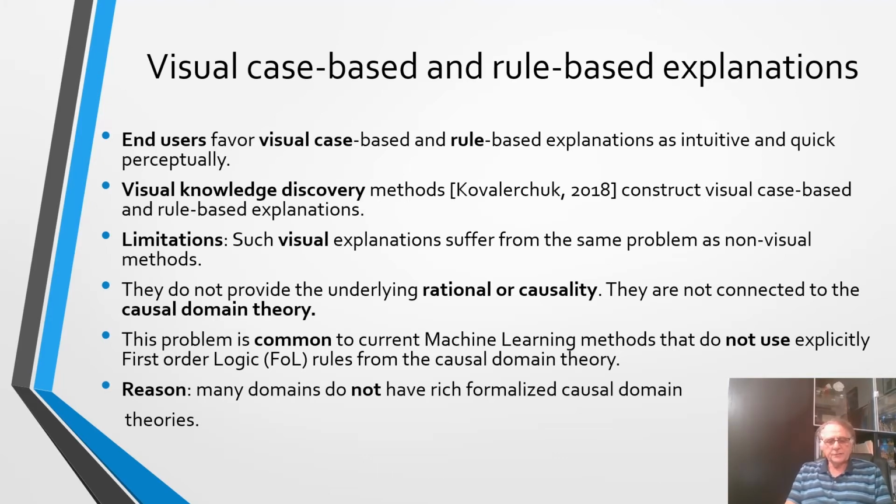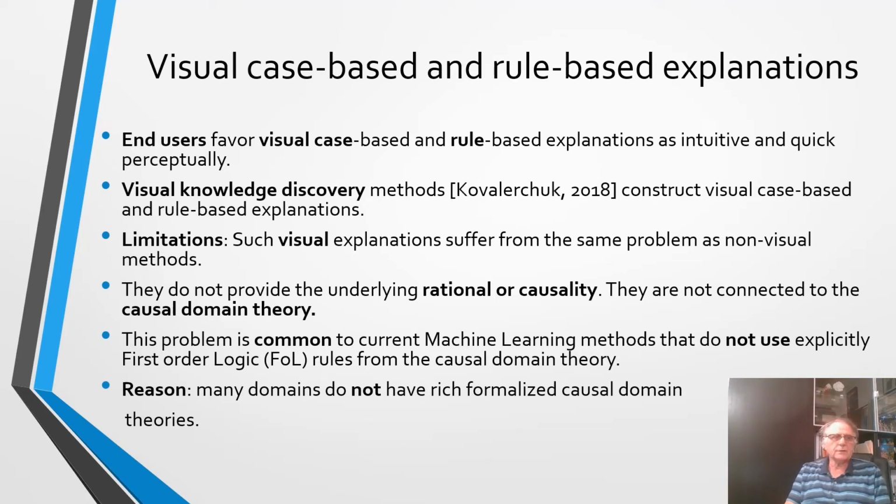And what are the limitations? Visual explanations suffer from the same problem as non-visual methods in terms of rationality and causality. They are not connected to the causal domain theory, as a visual counterpart or the original non-visual counterpart. This is not specific to what we are talking about, but common to the current machine learning methods that do not use causal domain theory.